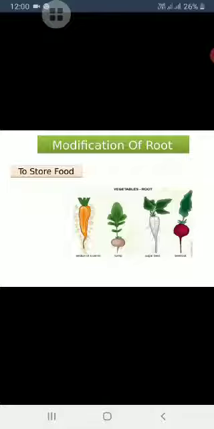Which part of the plant are these? These are roots. The food made in the green leaves travels downwards and is stored in these tap roots. Plants use this food when conditions are not favorable.